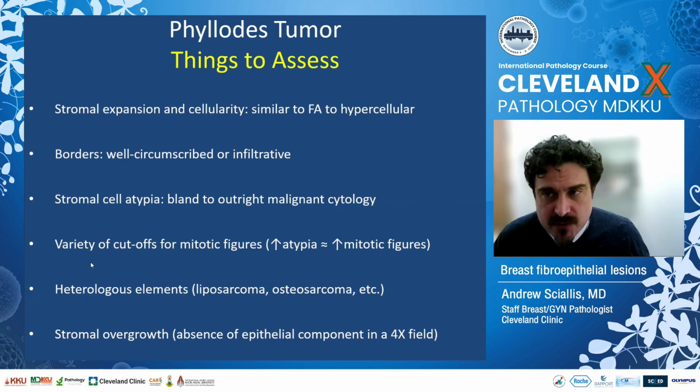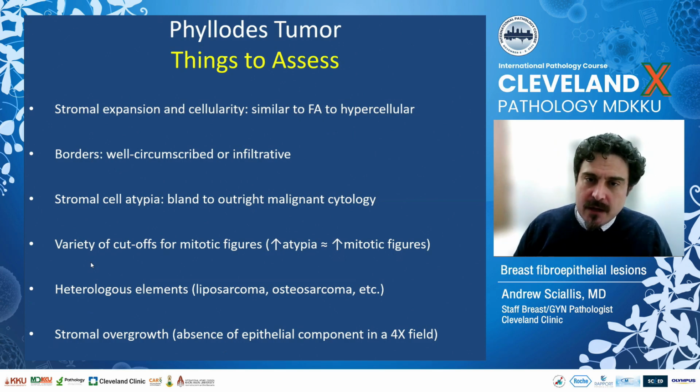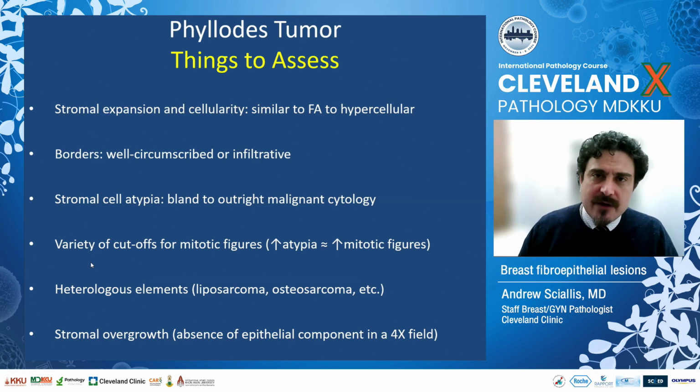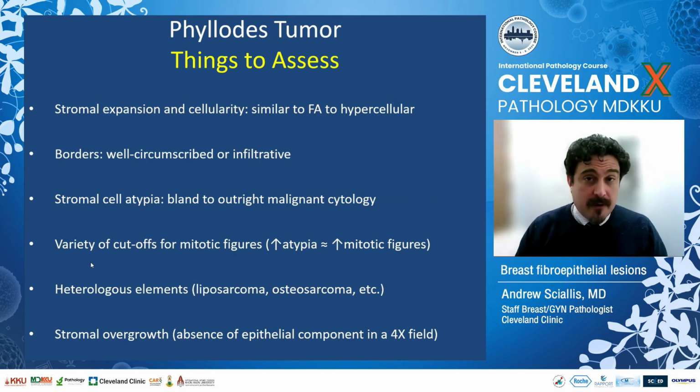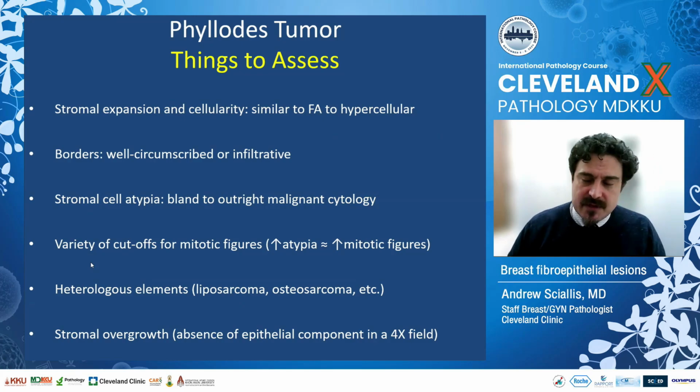So, things to be aware of when we're looking at a fibroepithelial lesion. Stromal expansion and cellularity: is it similar to a fibroadenoma, or is it hypercellular? What are the borders? Are they well circumscribed, or are they infiltrative or not a perfect circle? And we'll take a look at some examples. Stromal cell atypia: does it look pretty bland, or are these really ugly-looking cells? There is a variety of cutoffs for mitotic figures. The rule of thumb, again, is that more atypia usually correlates with increased mitotic figures.